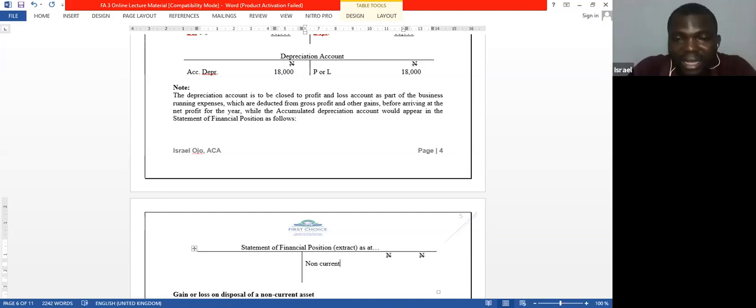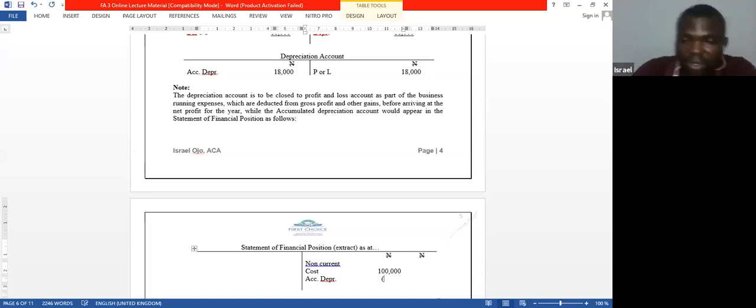You might not see it exactly like this, but what you see will be in that position. So we have that to be 100,000. Now that we have that to be 100,000, the other one is what? Accumulated depreciation, which will now be posted there. And the amount for accumulated depreciation is 18,000 for the period. So we have 18,000.